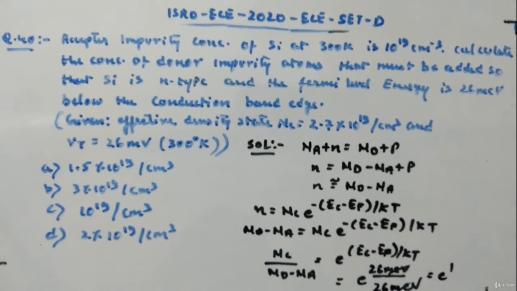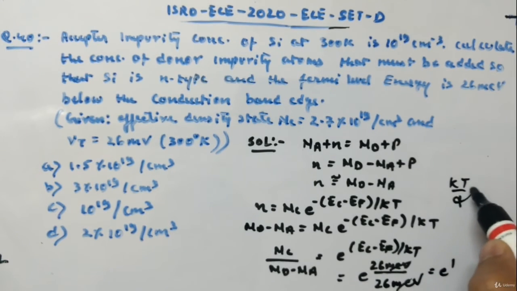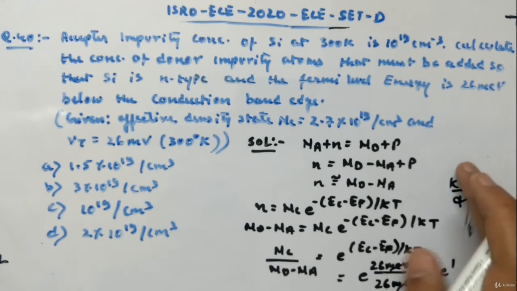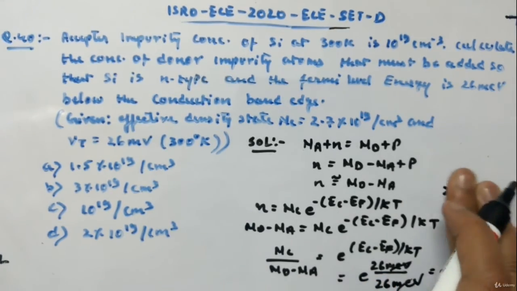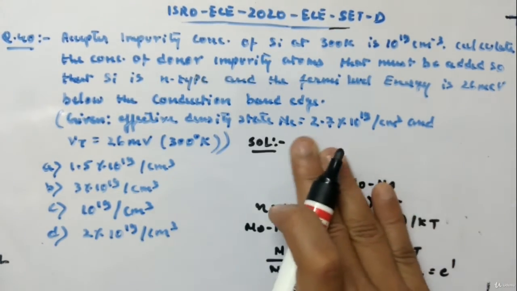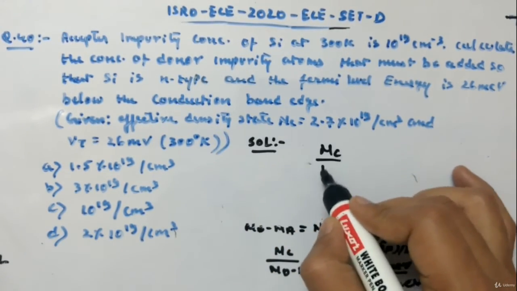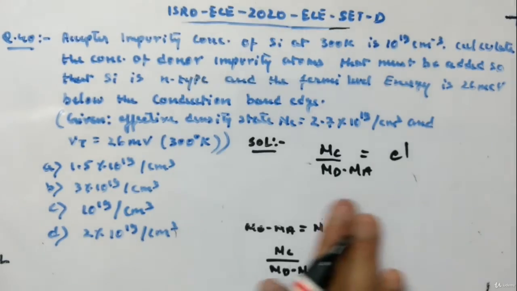Okay, so you can see Kt I just replaced by Kt by Q multiplied and divided by Q, so this will become electron volt, and this is Kt by Q, which is 26 milli electron volt now. Okay, so that's what I placed, so I got e to the power 1. Now if I solve further, what I have is Nc divided by Nd minus Na is equal to e to the power 1. This is what I have.